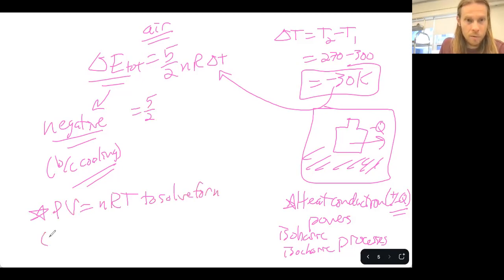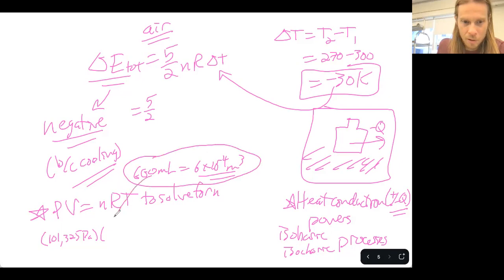So I do the pressure, which was 101,325 pascals, times the volume, which was 600 milliliters. Now I do need to convert 600 milliliters into cubic meters. That's going to be 6 times 10 to the negative 4 cubic meters. Maybe you want to convert all the time just to make sure, right? So you have to convert to cubic meters. PV equals n times 8.31 times Kelvin, which is 300 Kelvin.